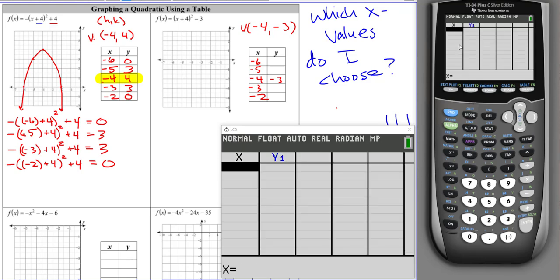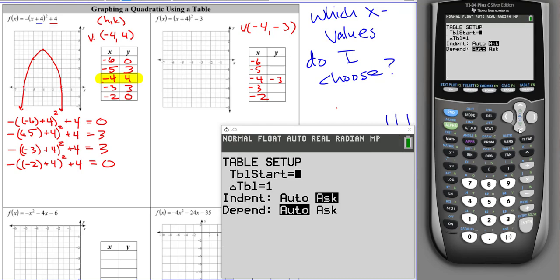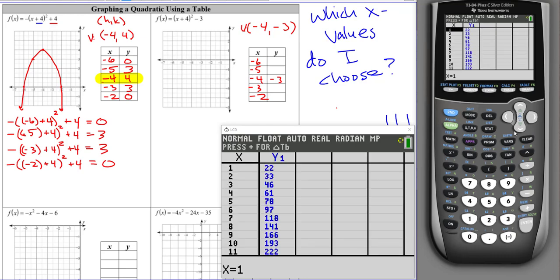Okay. If you are on ask, then it's going to ask you to plug in those values. Let's go ahead and change this back to automatic. So remember, we do that with the table set. If you need help with this, reach out. I will teach you how to do it again. This is my independent variable. Instead of having it ask me, I just want it to be automatic. So I hit enter on auto, then I go back to my table.